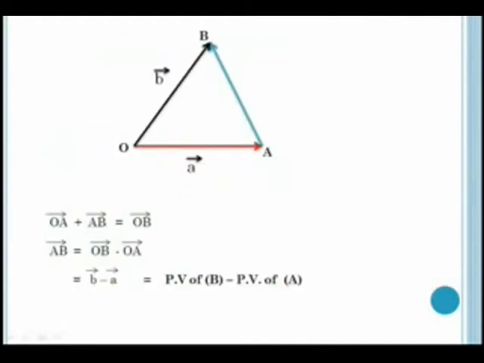Let us say that this is the vector A, which is OA. Let us say that this is the vector B, which is OB. Now OA plus AB is equal to OB.